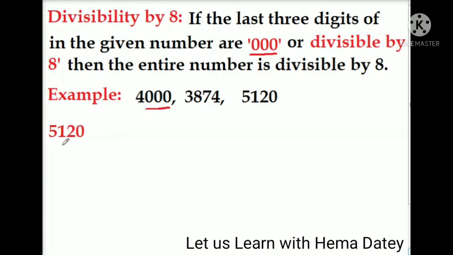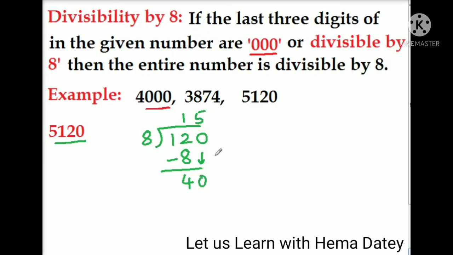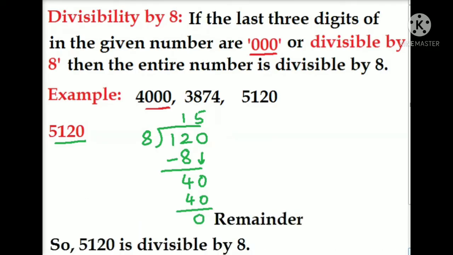Let's see third number 5120. Last three digits are 120. We will divide 120 by 8. 8 1s are 8. Remainder 4. Then we'll copy 0. 8 5s are 40. Remainder will be 0. Remainder is 0, so 5120 is divisible by 8.